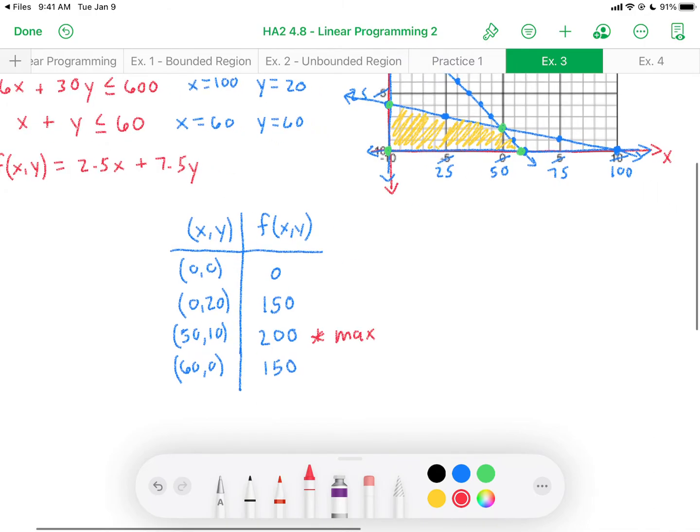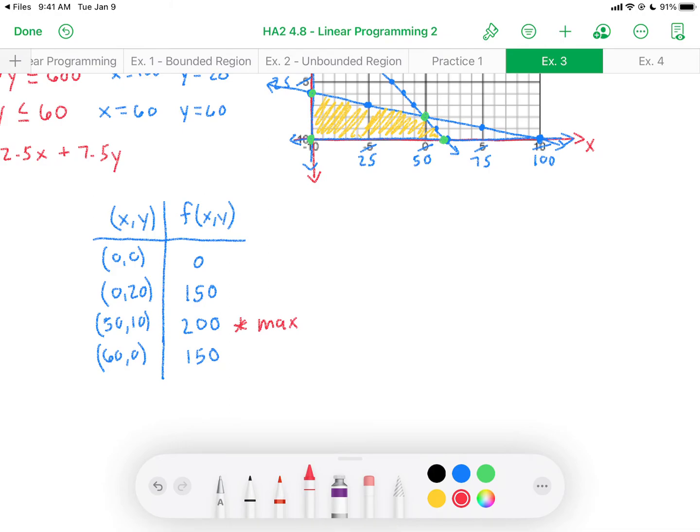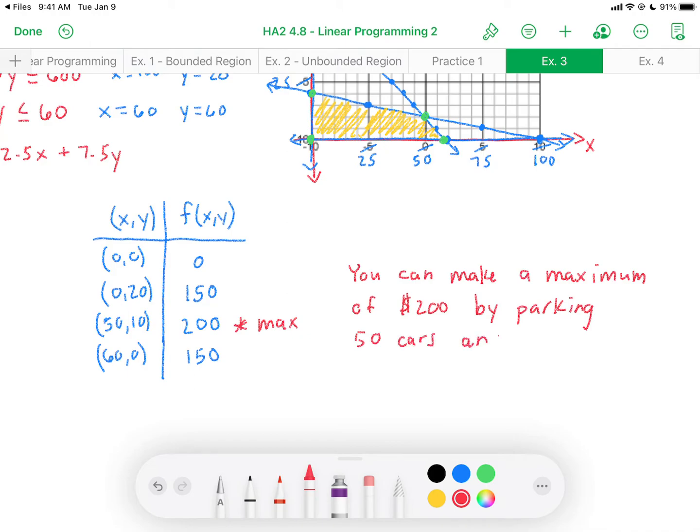I care about the maximum here, so I'm going to say you can make a maximum of $200 by parking 50 cars and 10 buses.